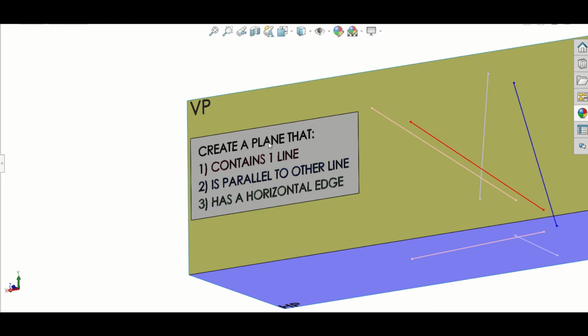So we're creating a plane, and a plane is just a flat surface or a portion of a flat surface. We're creating a plane that contains one of those two lines. So it's going to be starting off stuck onto one of the two lines. It's going to have an edge parallel to the other line, and it's going to have one horizontal edge as well. So they're my constraints.